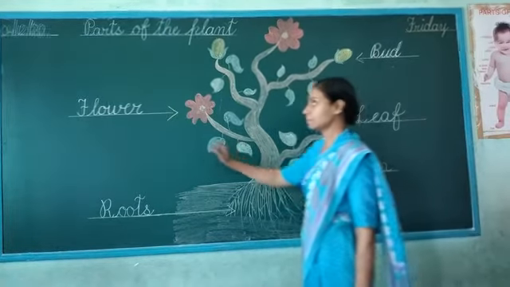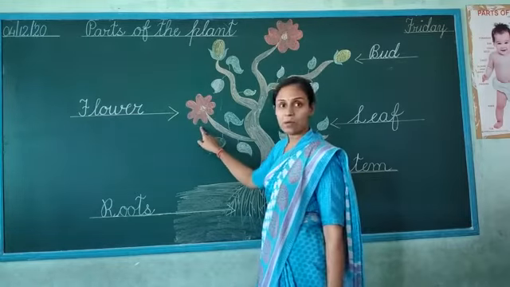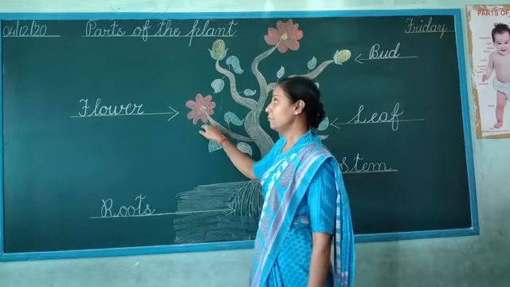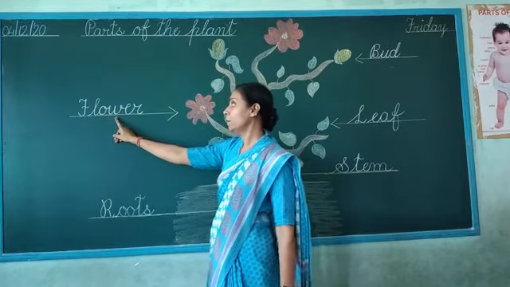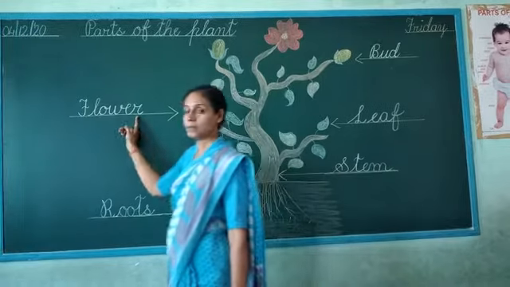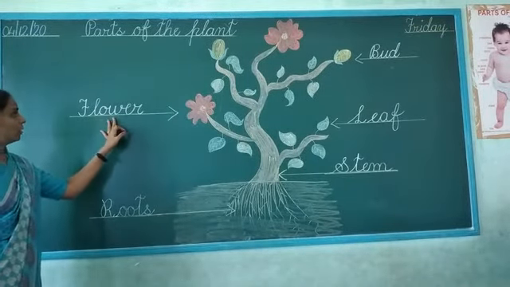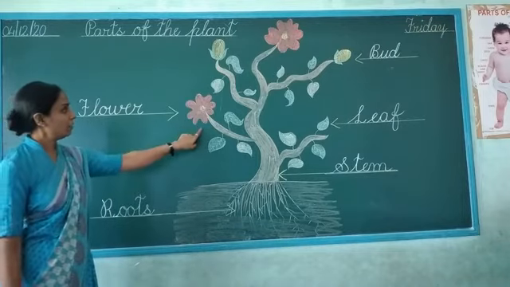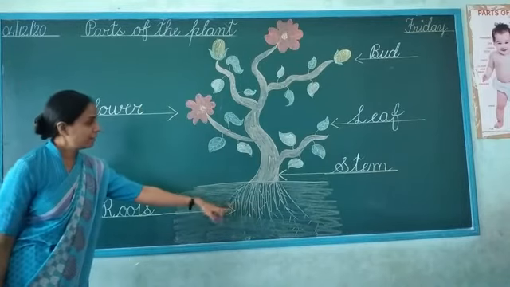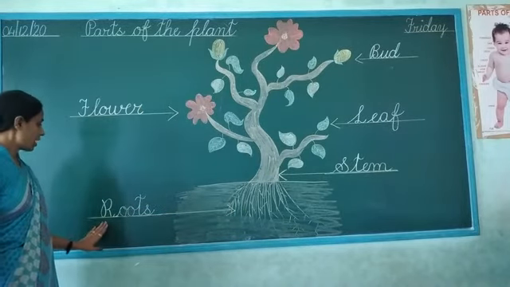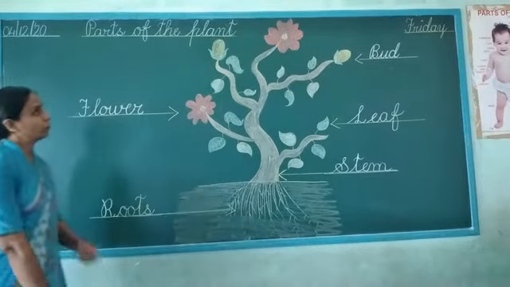Next, which part is this? This is flower. F L O W E R, flower. F L O W E R, flower. And which part is this? This is roots. So R double O T S, roots.